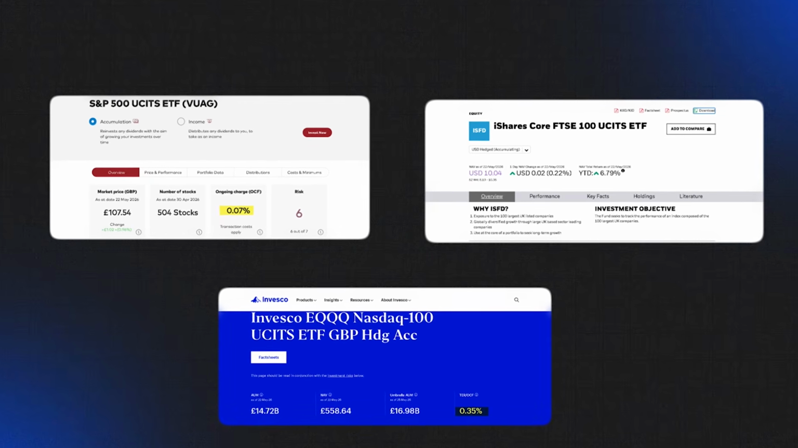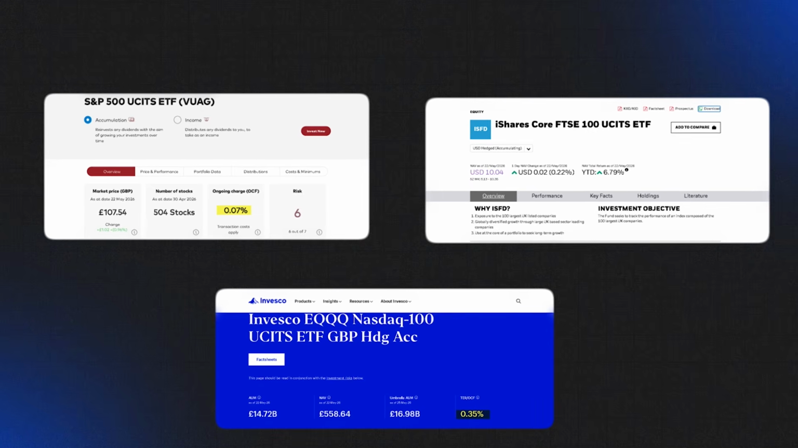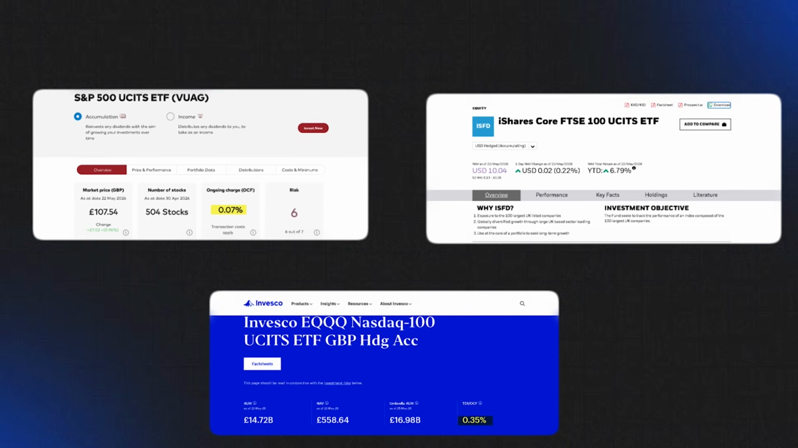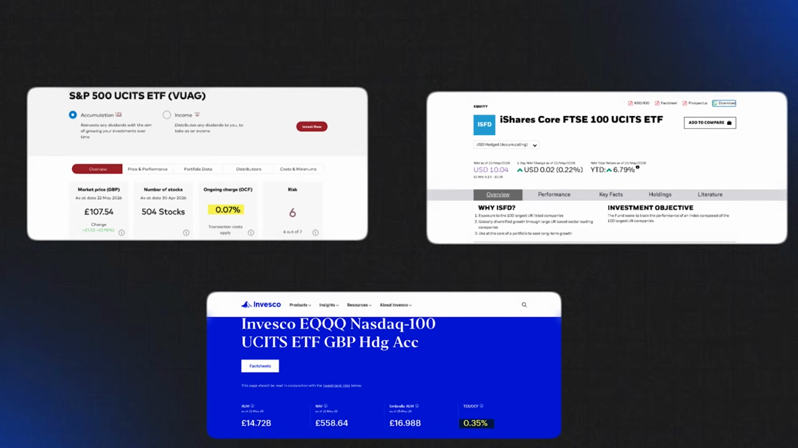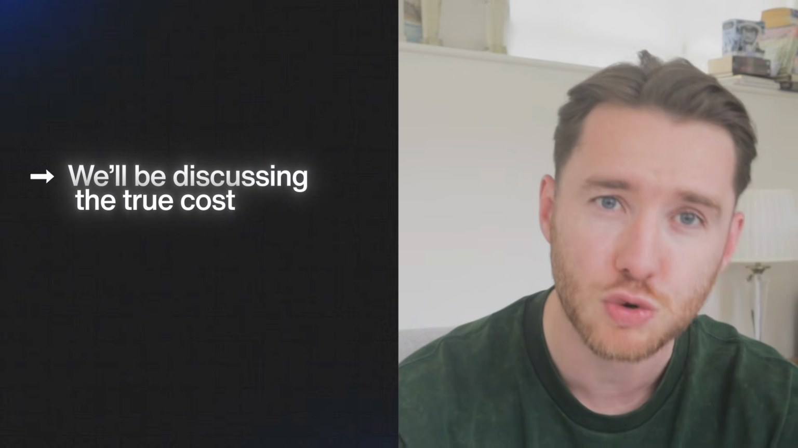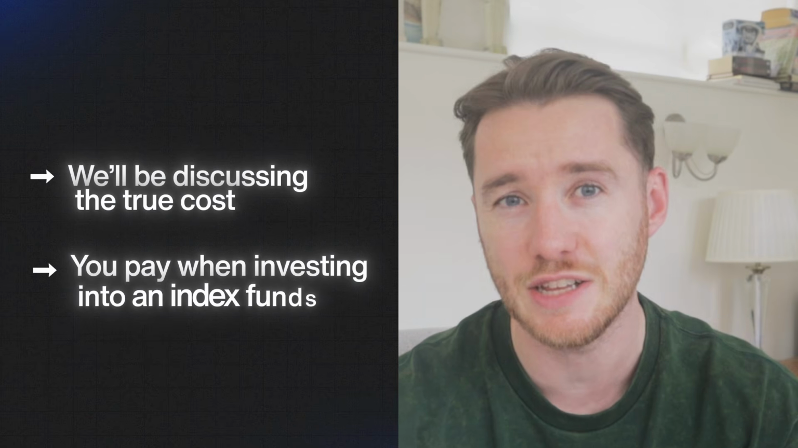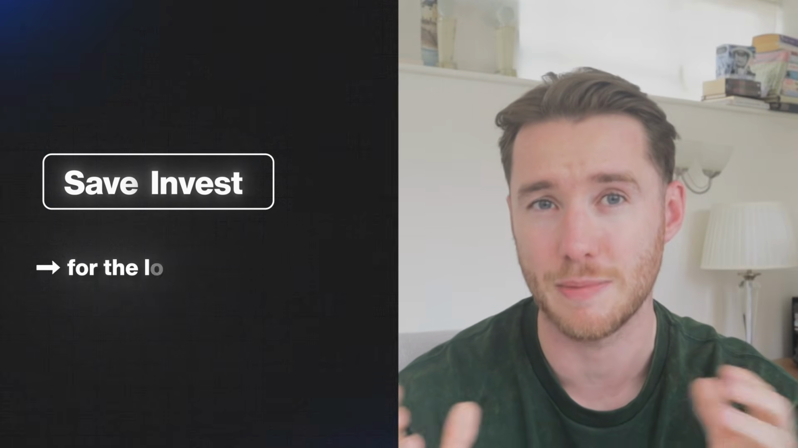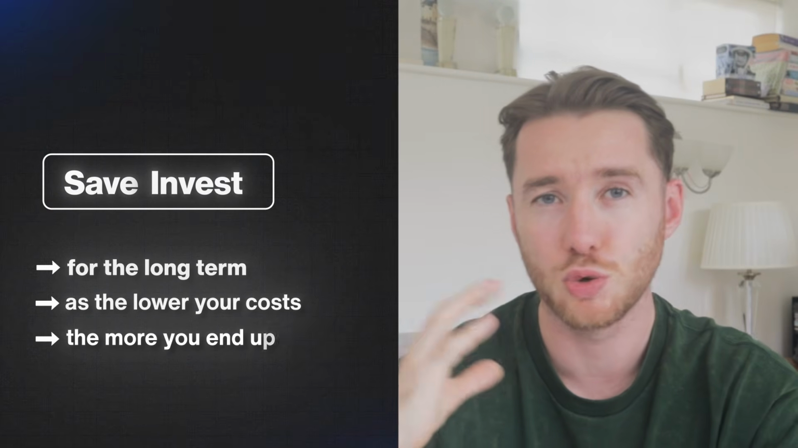It's the number usually used to compare different funds, as it is the headline number. But only referencing the ongoing charge isn't just misleading, it's straight up wrong. And I've actually been guilty of doing this myself. So in this video, we'll be discussing the true cost that you pay when investing into an index fund, which is very important to know if you are trying to save and invest for the long term, as the lower your costs, the more you'll end up with.